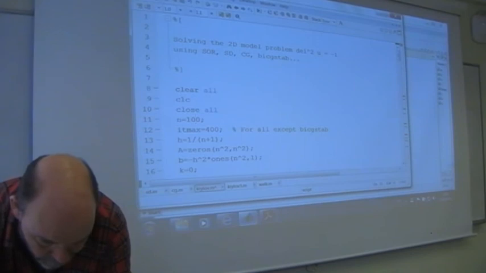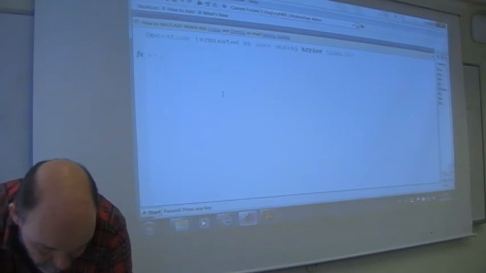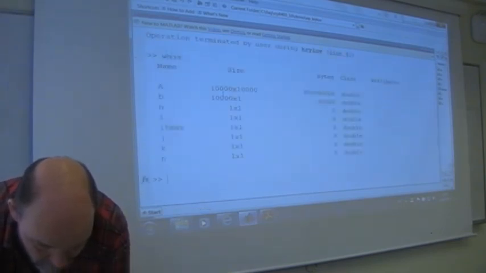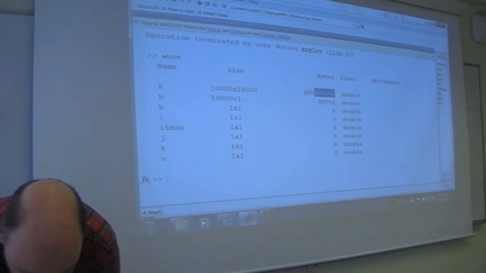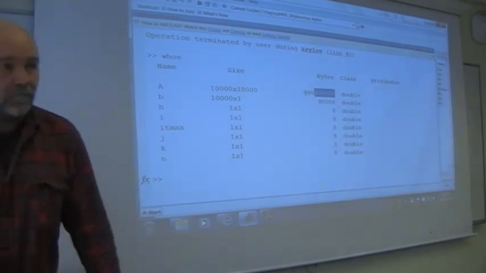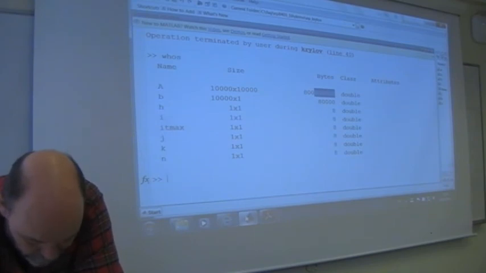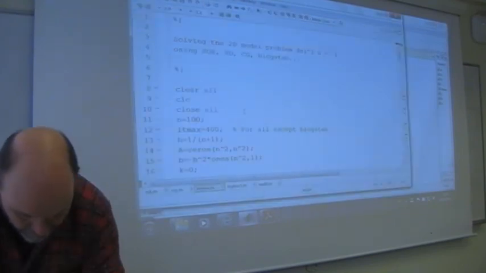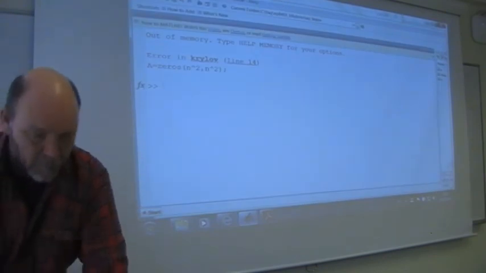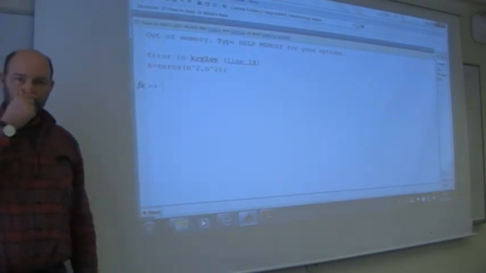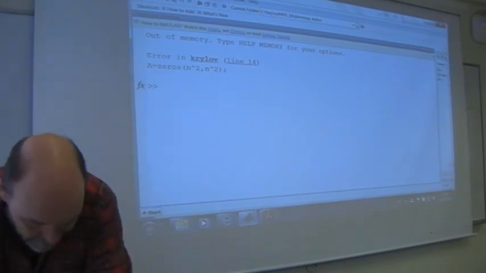Let's try it. 100. He survived, I think. How big is it? 1, 2, 3, 1, 2, 3, 1, 2, 3. Closing in on the gigabyte. So of course very easy to blow the memory. 100 by 100, that's really not a big problem. Even 400 by 400, that's not a big one. But 400 here, I blow the memory. So you can't really do this. So what do we do?